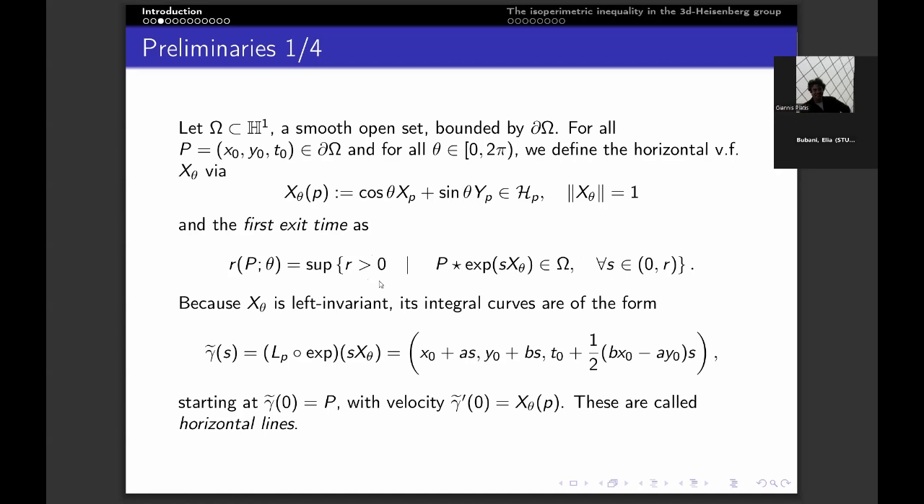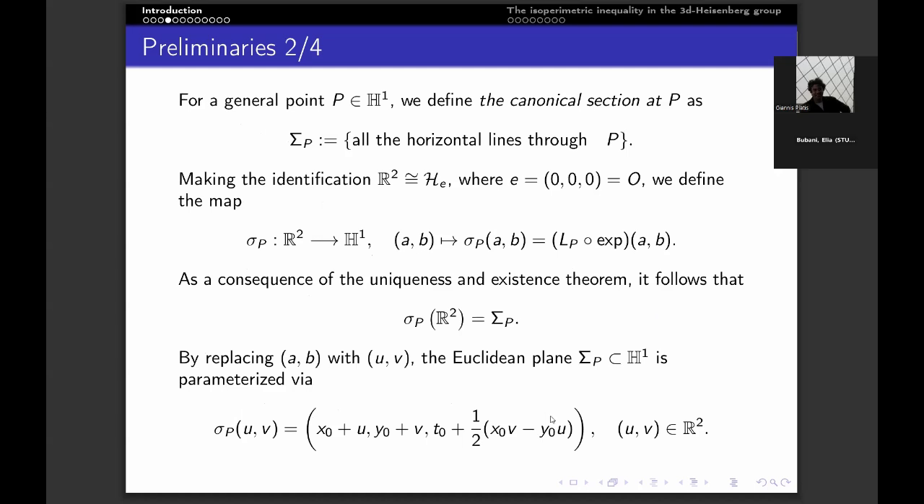this time. And because this vector field is left invariant, we can find its integral curves. These are of this form, it is known, that are starting at the point P, and the starting velocity is the vector field x theta calculated at P. And the integral curves are called the horizontal lines for this vector field.